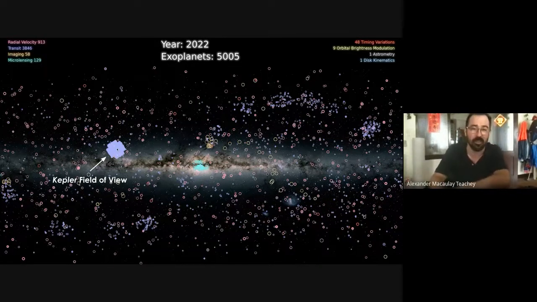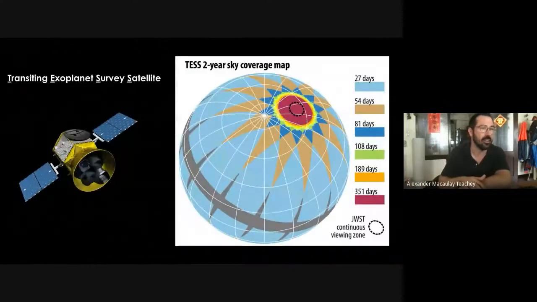This is the Kepler field of view. The Kepler spacecraft spent 4.5 years staring at this one patch of sky and discovered something like 2,000 exoplanets in that effort. Kepler is unfortunately no longer with us, but its successor is called TESS, the Transiting Exoplanet Survey Satellite. And this is an amazing mission.